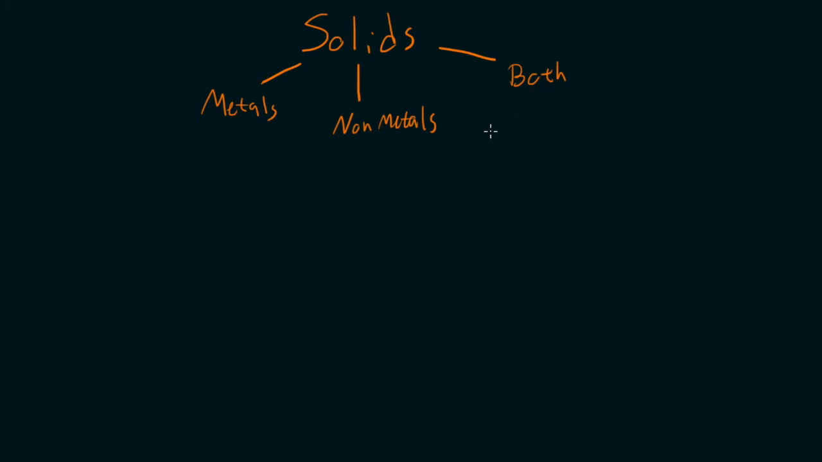If I've only got sodium and magnesium, well, those are only metals, and so we're going to go into this metals tree. What that's going to get us is metallic solids. And metallic solids are going to have high melting points, high boiling points. They're going to have a crystal structure, and they're not going to dissolve, so non-soluble.